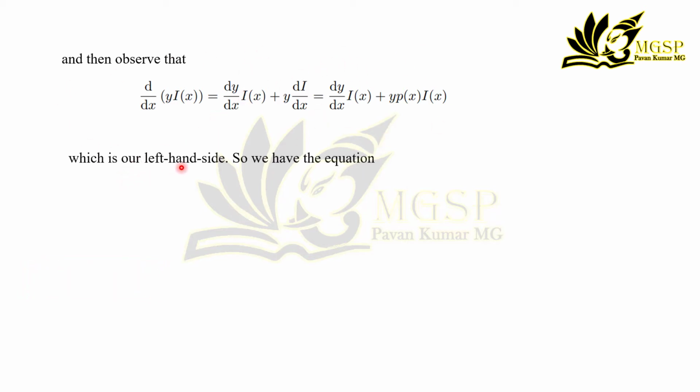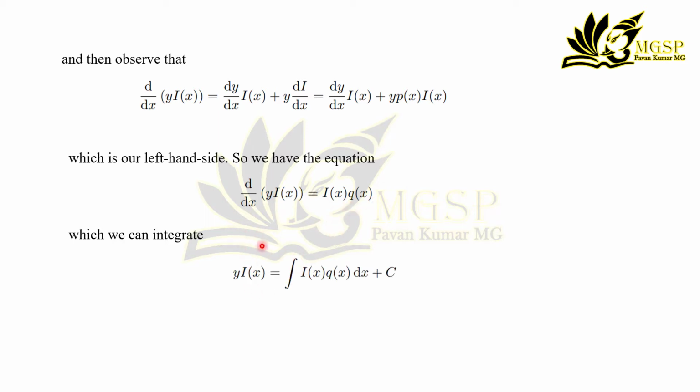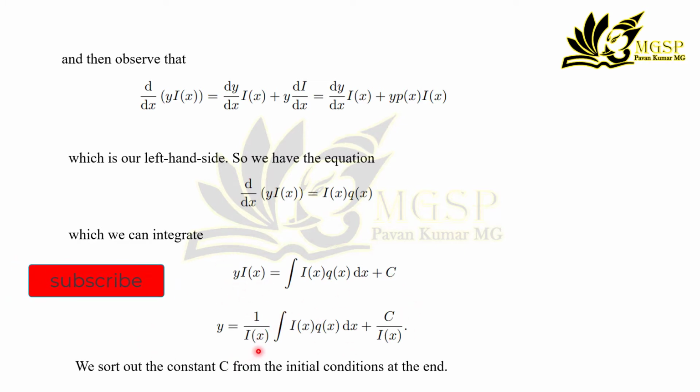On the left hand side, we have d by dx of y times I of x is equal to I of x q of x. Now we can integrate this. So y times I of x is equal to the integral of I of x q of x dx plus c. Solving for y, we will end up with this expression. We sort out that constant c from an initial condition at the end.